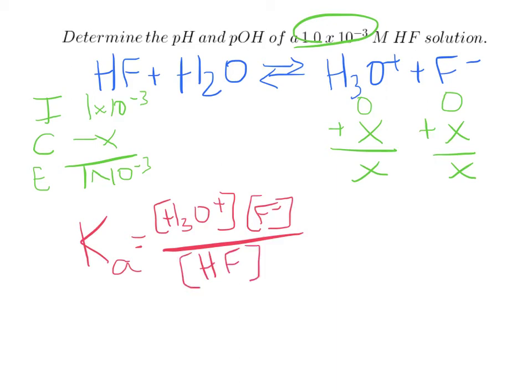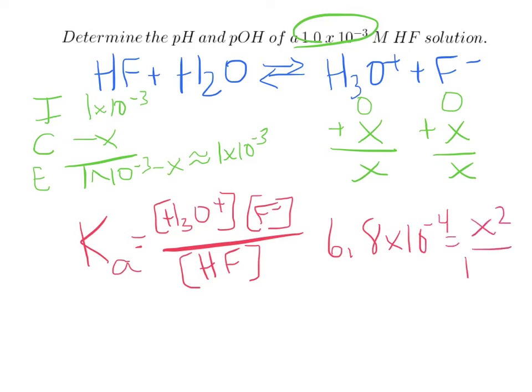Okay, so the last time we did this, we made an approximation that 1 times 10 to the negative 3 minus x was approximately equal to 1 times 10 to the negative 3. And we said that as long as x ends up being 5% or less of the original number, then it will be all right. So let's try that approximation and plug it in. So take a second to look on your Ka chart on the back. You should find that Ka is 6.8 times 10 to the negative 4. And we've got x squared over 1 times 10 to the negative 3.